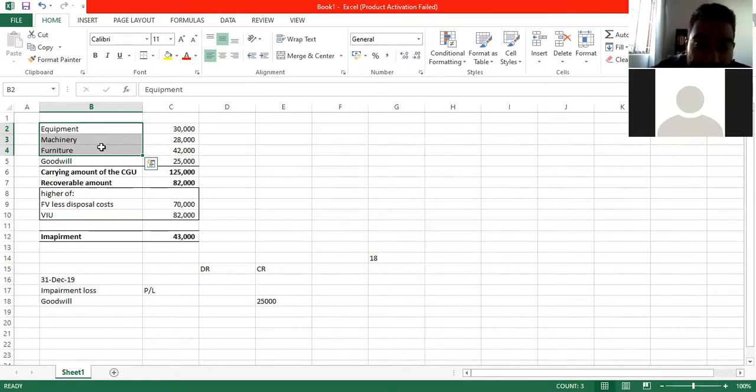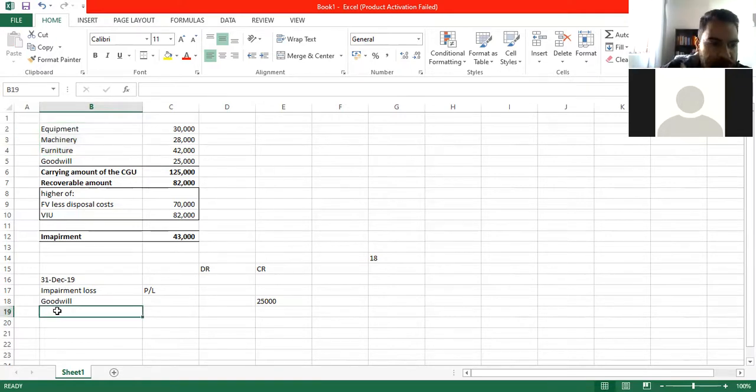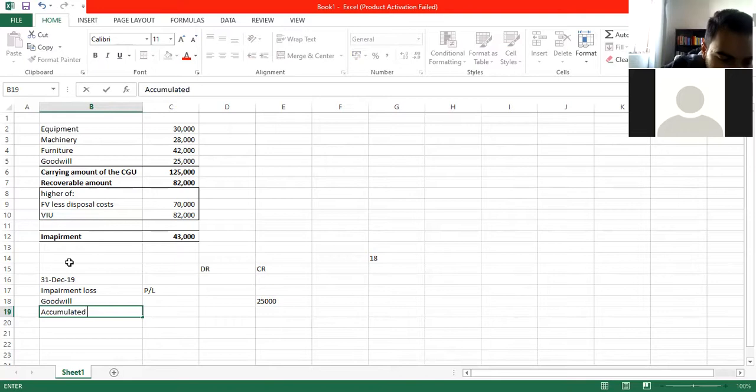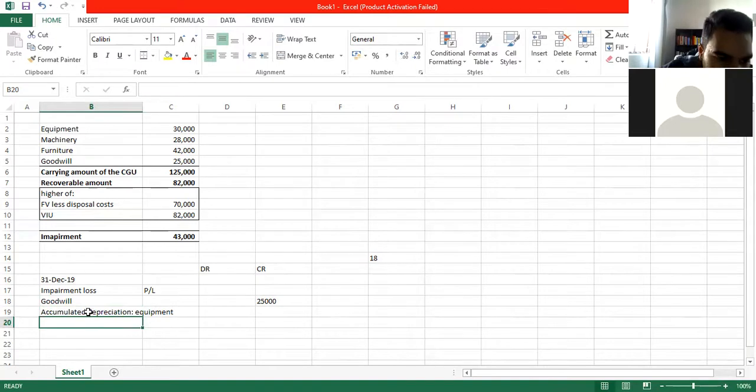That 18,000 Rand will be split between the remaining assets. So just take note of that. So we will most likely bring in these assets now: accumulated depreciation, equipment. Then we're going to have accumulated depreciation for the others as well. The next one is machinery.